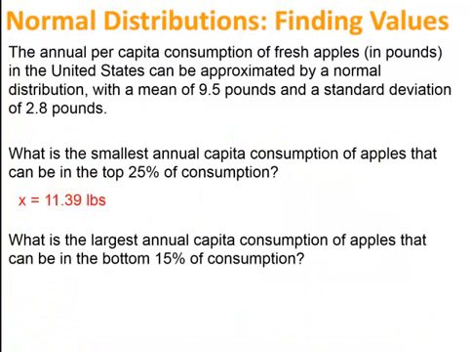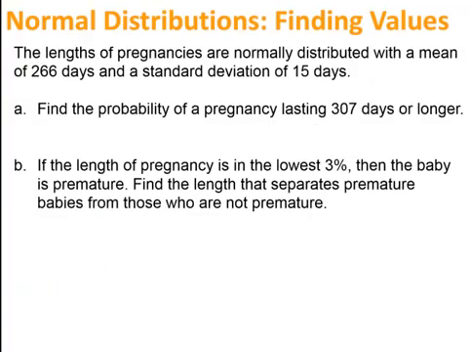A key thing is that top 25%, you should have gotten the data value of 11.39 pounds. And then the bottom 15%, you should have gotten 6.6 pounds. Pause and try.